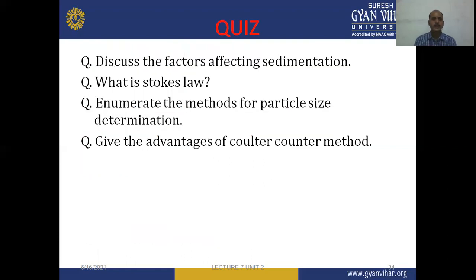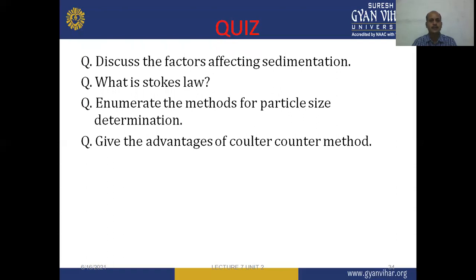Now, when we go through the short answer type questions, these are the different questions. Discuss the factors affecting sedimentation. What are the different factors which affect the rate or velocity of sedimentation? The next one: what is Stokes law, and how is it expressed? You have to give the answer after studying today's lecture.